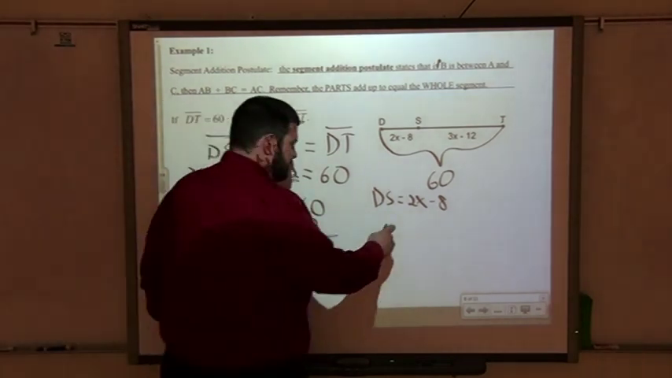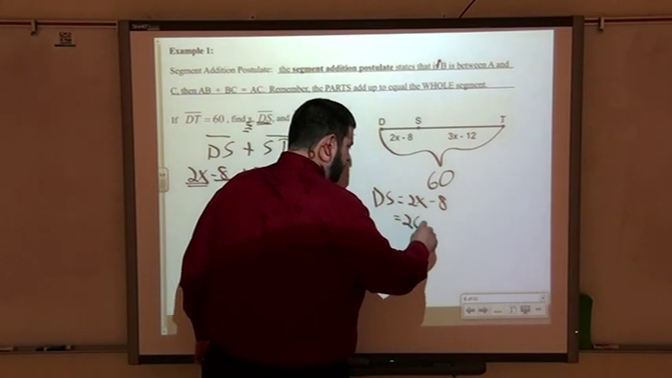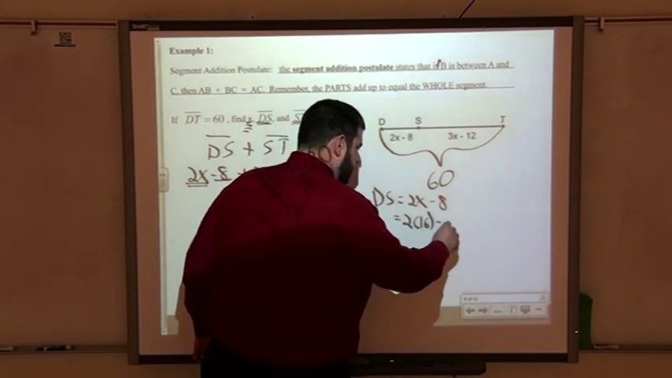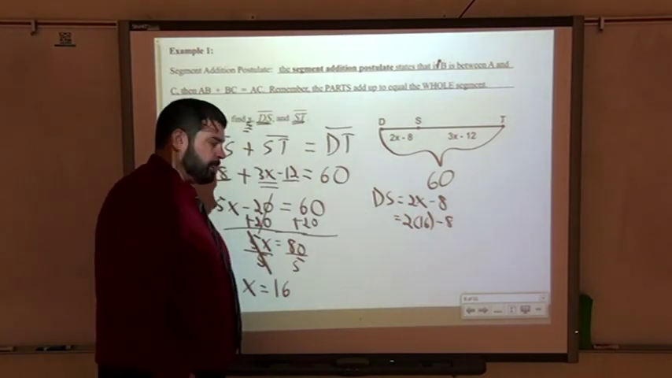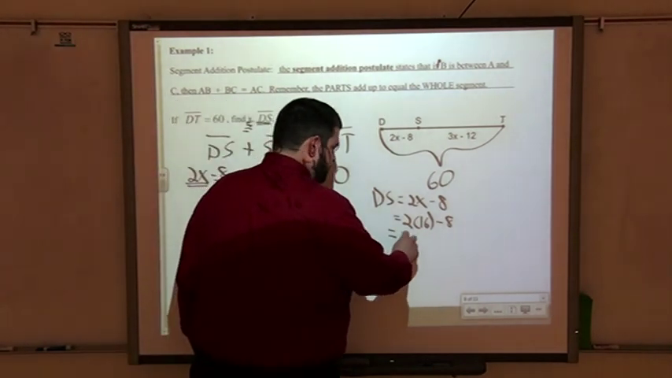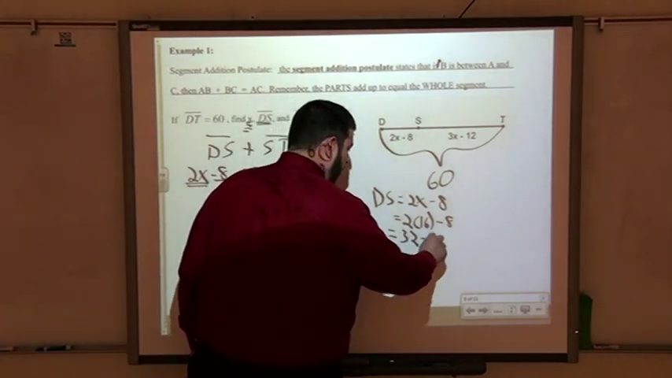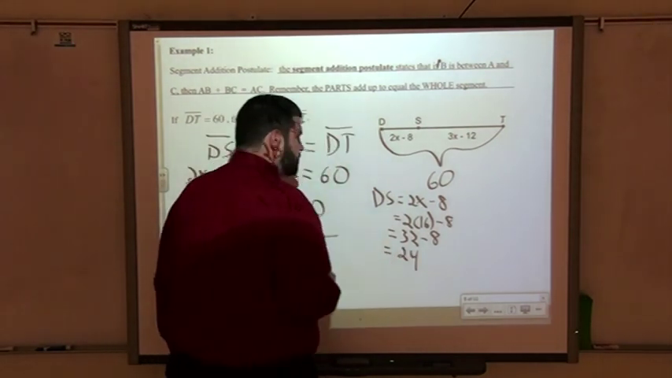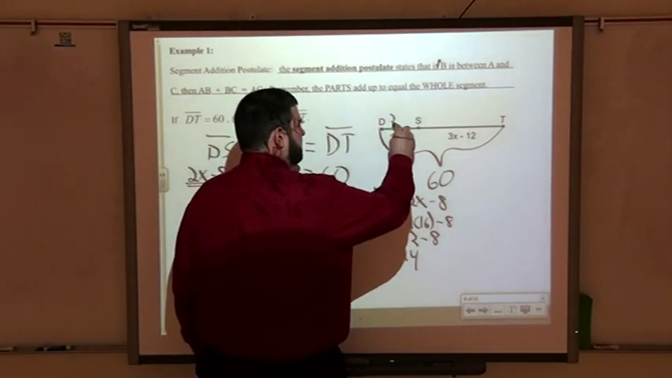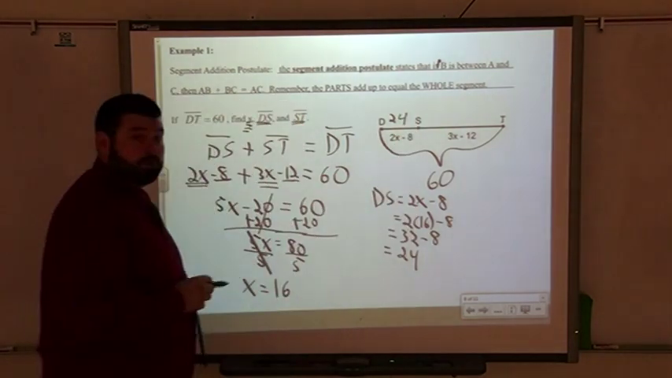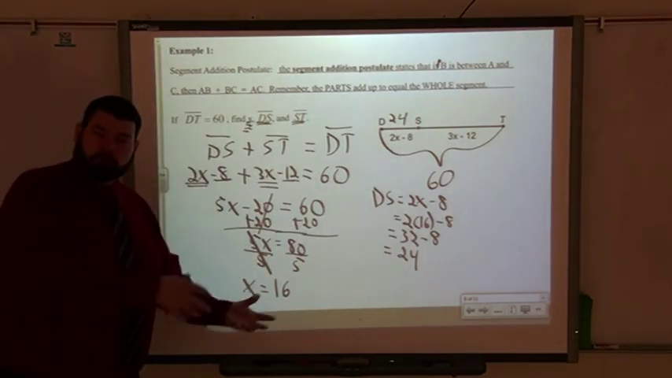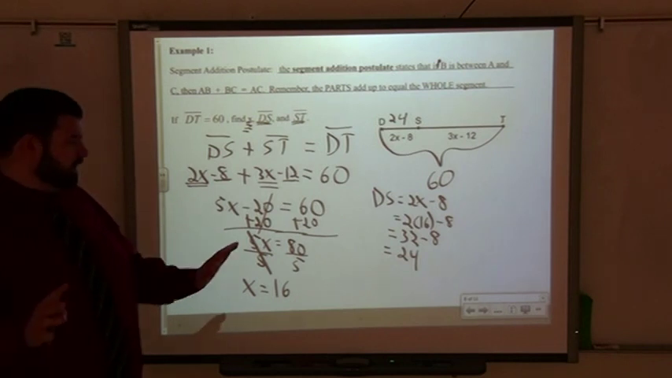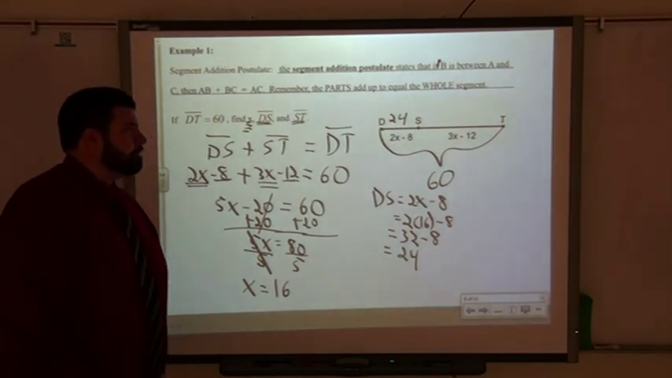So I want to take this 16 that I found for x and let's plug it in. So 2 times 16 minus 8. Well, I know that 2 times 16 is 32 minus 8, and 32 minus 8 is 24. So I'm saying that DS is 24. Okay, 24 feet, 24 inches, 24 miles, meters, whatever you may want the unit to be.